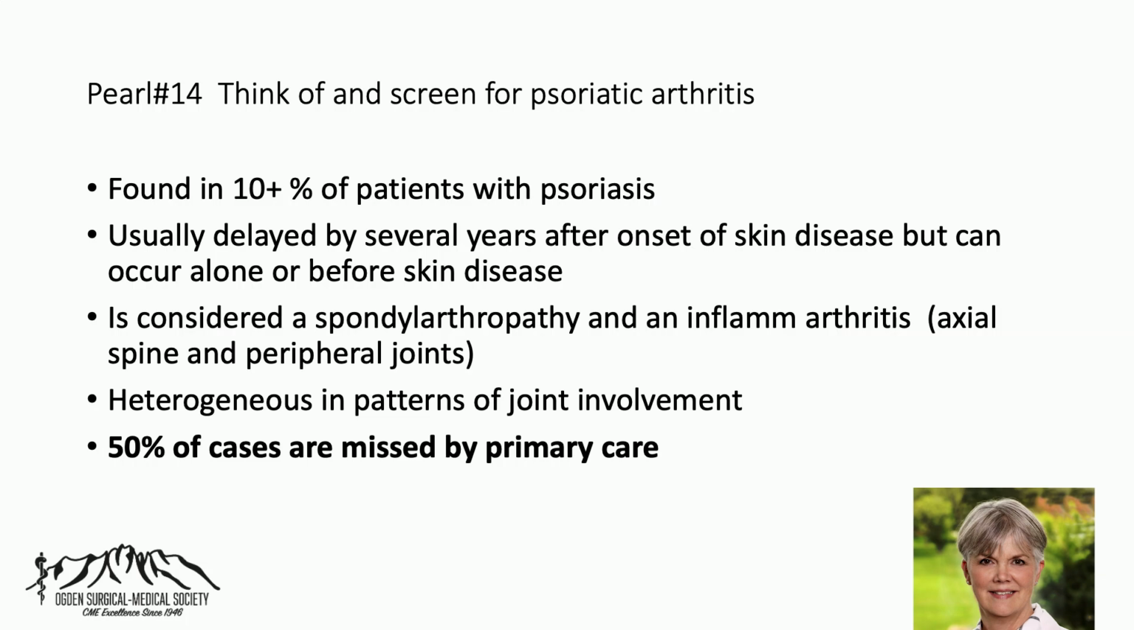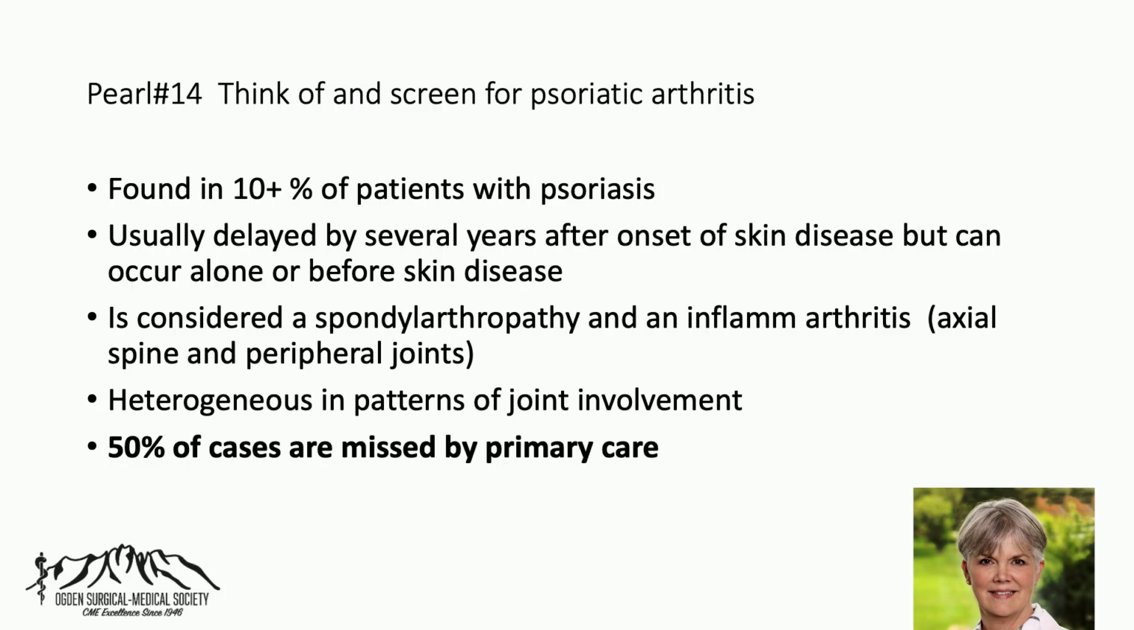All right. The second thing you can do as a primary care doctor is to think about screening for psoriatic arthritis. They tell us 50% of cases of this inflammatory arthritis are missed by our primary care colleagues. And the reason for that is it usually goes along with psoriasis that is obvious and already diagnosed, but it can rarely occur alone. And the psoriasis could be mild. Maybe the patient doesn't even complain about that. It is generally delayed by a few years after the onset of psoriasis, and it can involve the axial spine as well as the peripheral joints. Hands and feet are very common.